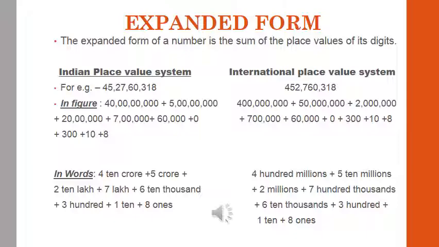0 as it is 0. 3 का 300. 1 का 10. 8 का 8 as it is. और बीच में हमने क्या करा है, प्लस के साइन बीच में डाल दिए. ये जो एक्सपेंडेड फॉर्म लिखा है वो हमने फिगर में लिखा है.